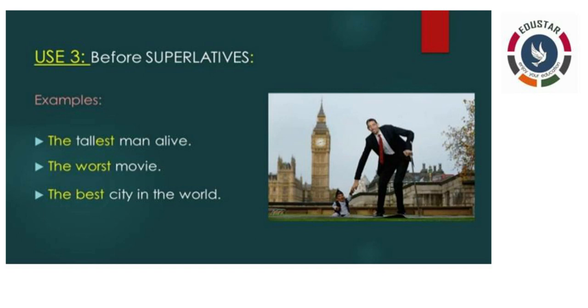The is used before superlatives. That is, the is used before adjectives of superlative degree. For example, the tallest man alive, the tallest. The worst movie, the worst. The best city in the world, the best.